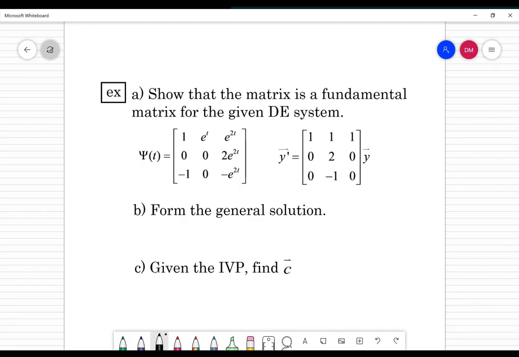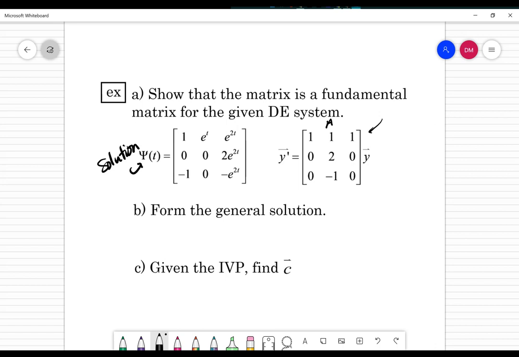So once again, we are given a solution. We are simply verifying that that works as a solution for our given system of differential equations. So over here we have y prime equals that coefficient matrix, which we can call A or we can call P of t, times y.